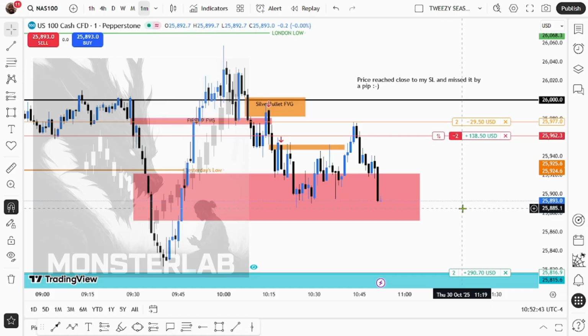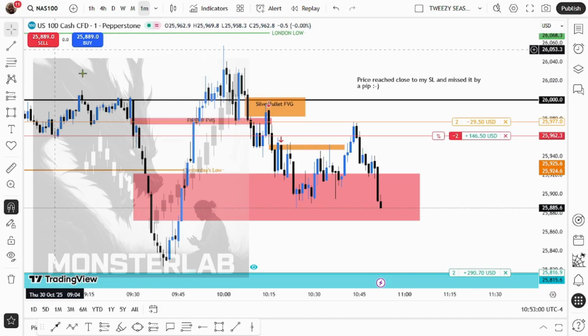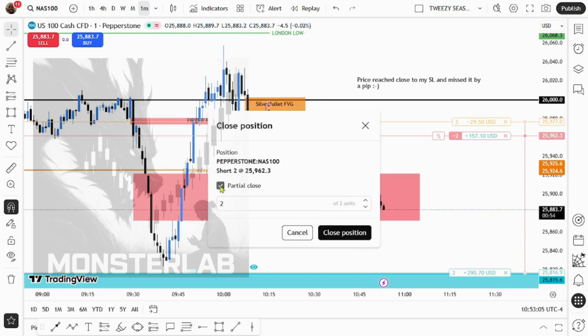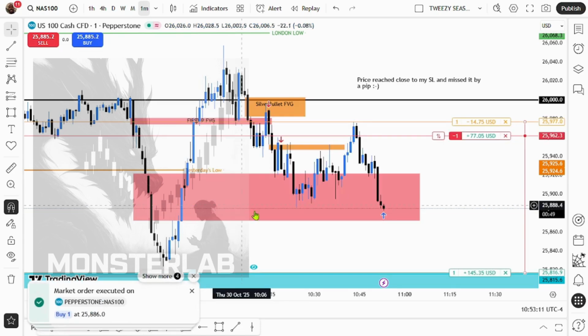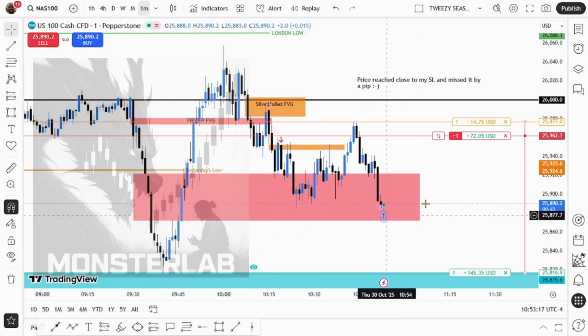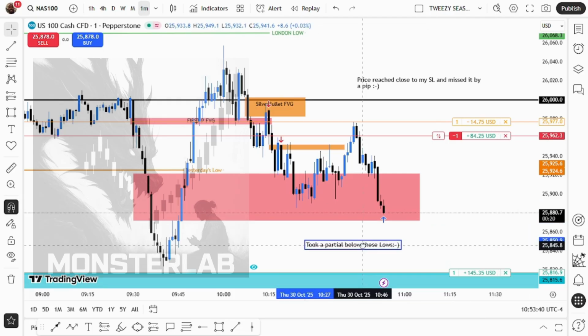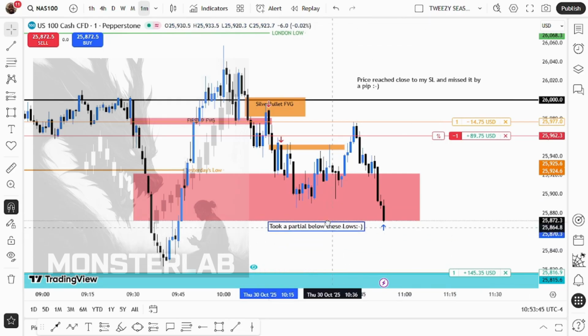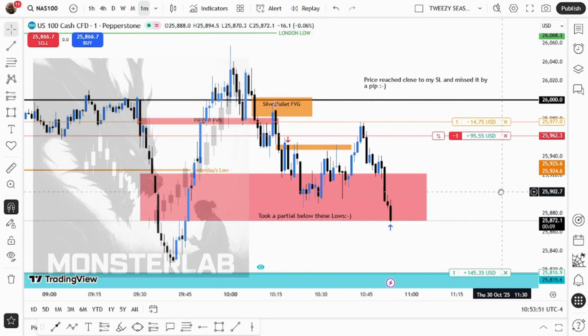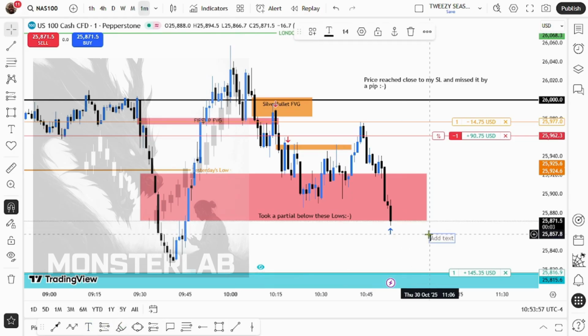So we are going down, we are going below the previous 1 minute lows. I should be taking a partial around here. Let me wait for a verification. So yeah, I'll take a partial around here. I'll take one contract off, and it's done, and I'll shift my stop loss to just below my entry.